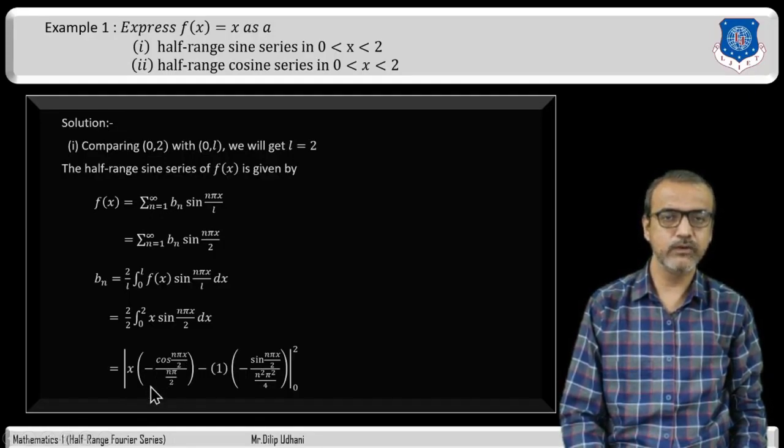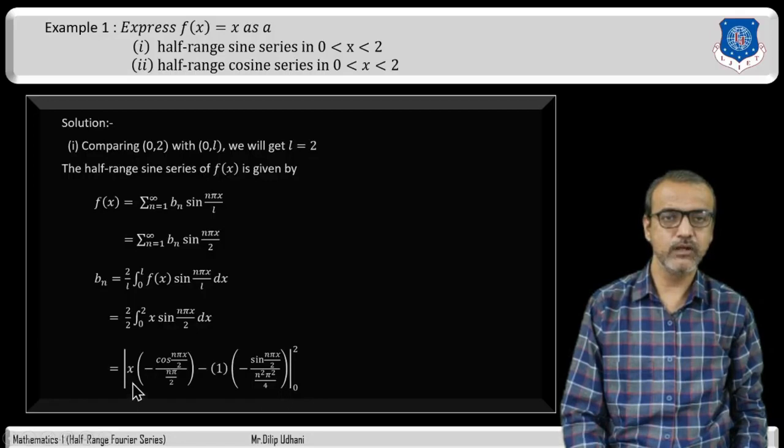This term will be 2 by n pi. So 2 into 2 by n pi becomes 4 by n pi, with the minus sign outside, and the value of cos n pi is minus 1 to the power n. Then if you replace x by 2 over here, 2 will cancel out, and sin n pi, the value of sin n pi is 0, so this term will be eliminated.